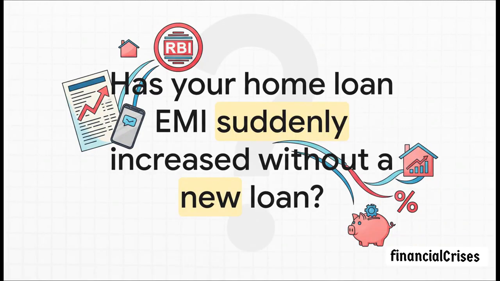So let me ask you something. Have you ever looked at your bank statement and just been shocked? Your home loan EMI has suddenly jumped up, but wait, you haven't taken out a new loan. How does that even happen? Or maybe you've gotten that classic text from your bank, right? The one that says, your interest rate has been revised. Well, the reason behind all of this is something called the RBI repo rate.